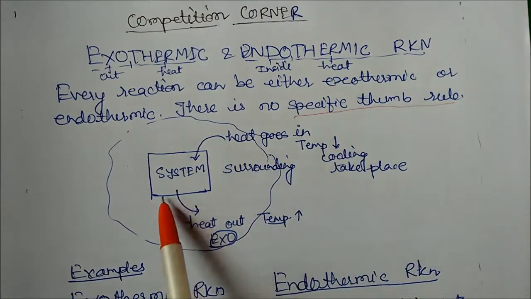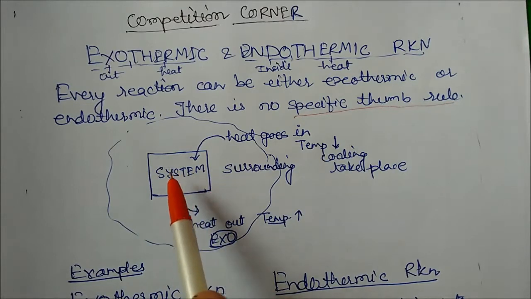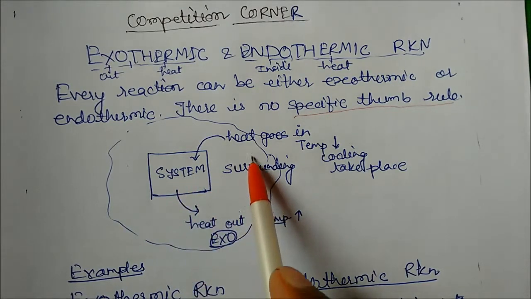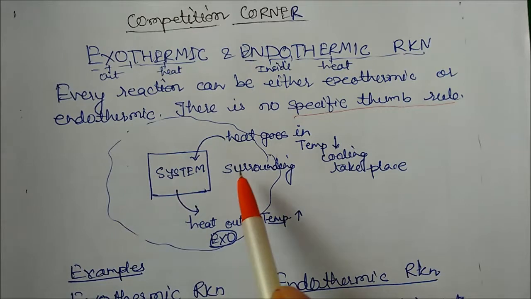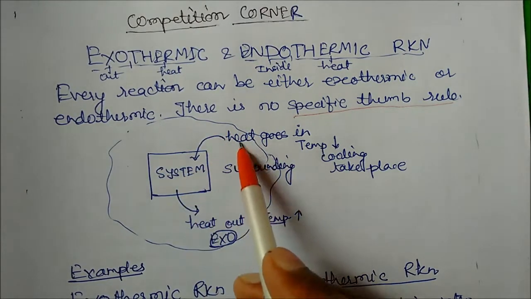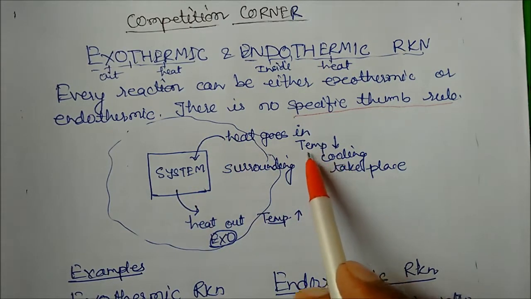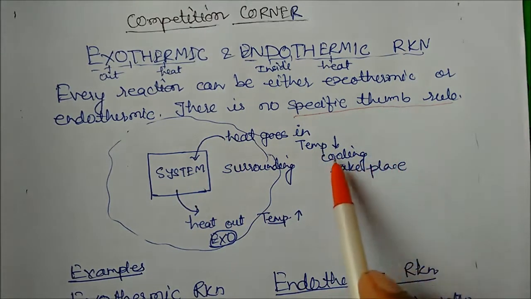Let us consider one analogous example. This is a system in which a reaction is going on, and this is the surrounding around the system. If heat goes from the surrounding into the system, what happens? Temperature decreases. When temperature decreases, a cooling phenomenon takes place.